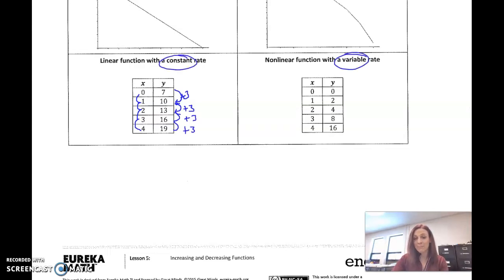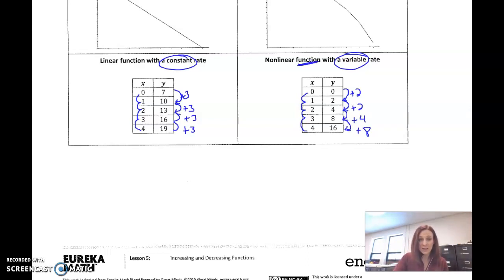But a nonlinear function with a variable rate, we're still going up 0, 1, 2, 3, 4. We're increasing by 1 unit every time. But if I go from 0 to 2, I go up 2. If I go from 2 to 4, I go up 2. But if I go 4 to 8, I go up 4. And 8 to 16, I'm going up 8. Okay? Nothing wrong with that.